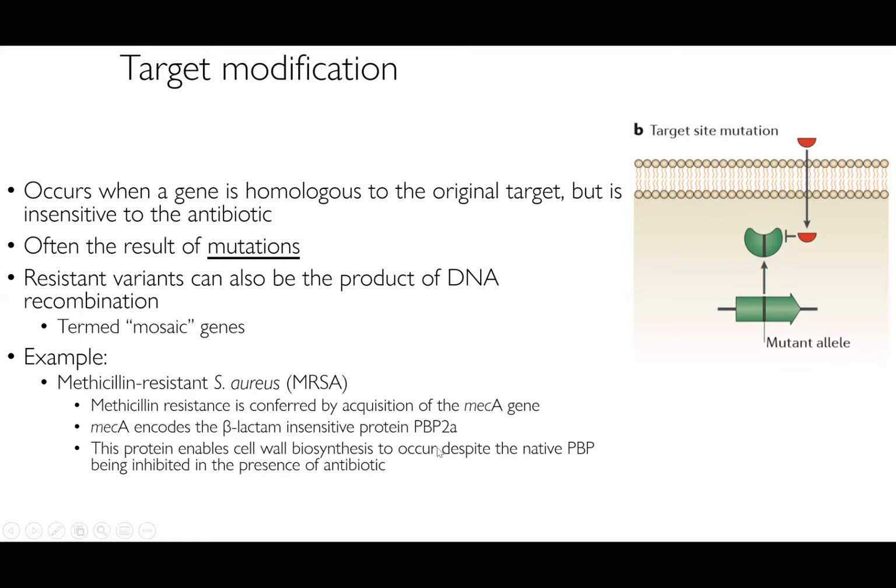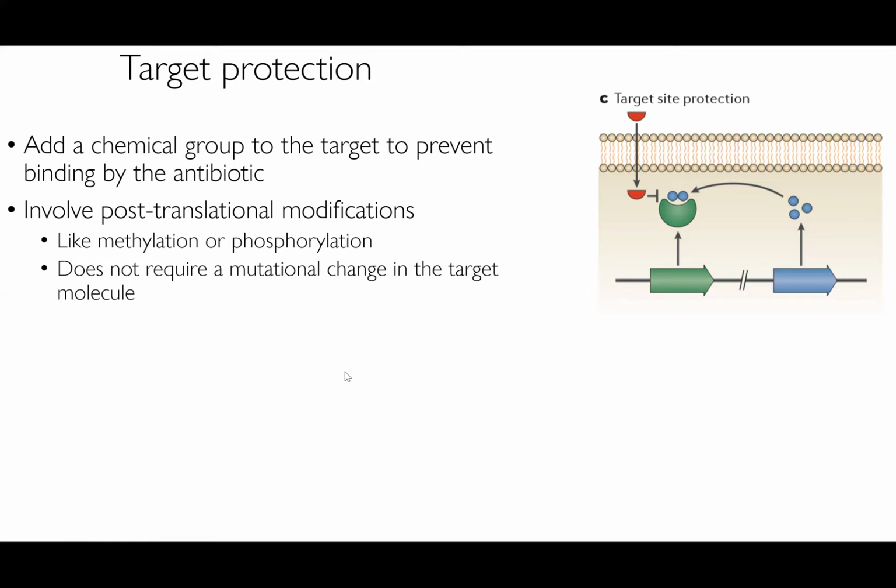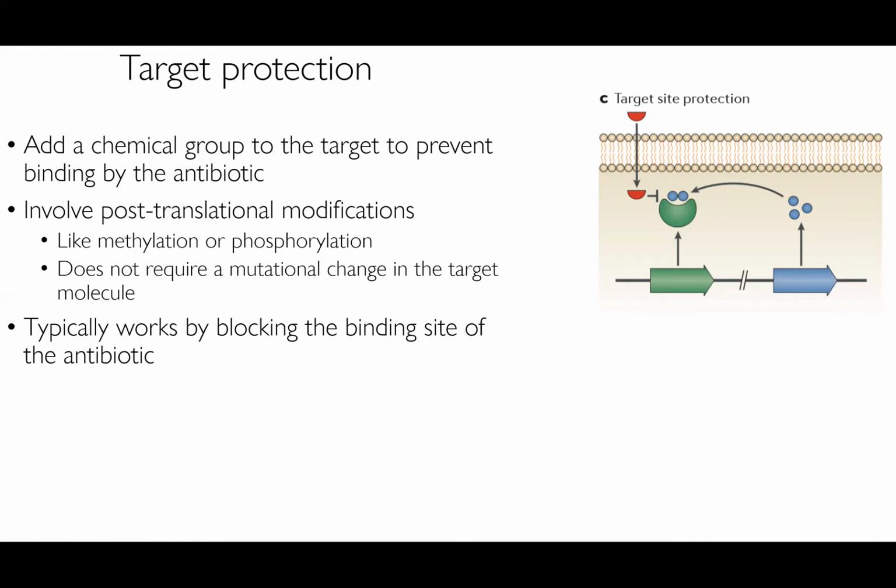Another way that this happens is by target protection, the idea being you can add a chemical group to the target to prevent it from being bound by the antibiotic. After we synthesize a molecule of interest after translation, so making a protein, we do something like methylate it, so add a methyl group, or phosphorylate it, which simply prevents the antibiotic from binding and targeting that thing of interest. It doesn't require a mutational change in the target. It is simply something that the bacteria can do intrinsically, and it typically works by blocking the binding site, as with most things in chemistry. If it can't bind, it can't be effective.